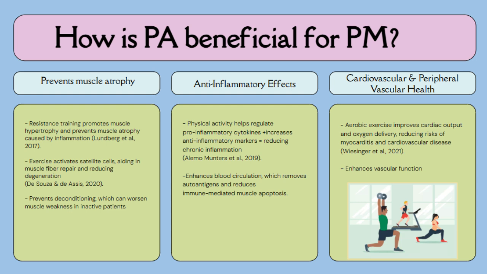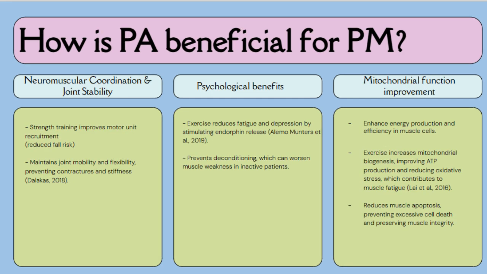And finally, improving cardiovascular endurance helps combat fatigue, a common symptom of PM. Regular movement boosts stamina, allowing individuals with PM to maintain a better quality of life. Neuromuscular benefits of physical activity show that strength training improves motor unit recruitment, leading to better movement efficiency and a reduced risk of falling, as well as maintaining joint mobility and flexibility, preventing contractures and stiffness.